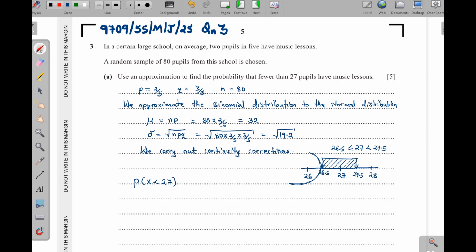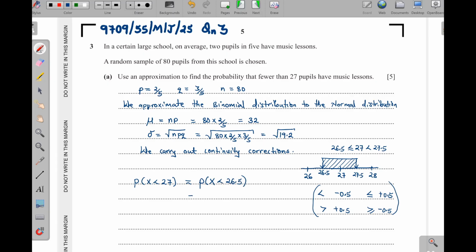Not so, because any number that you are going to get here and then you round off, it will give you the 26. You get it? Not 27. So that's why I always say that if they give you less than, you always subtract a 0.5. If it is less than or equal, you add a 0.5. If it is greater than, you add a 0.5. If it is greater than or equal, then you subtract a 0.5. As simple as that. So this one will approximate to probability of x less than 26.5.